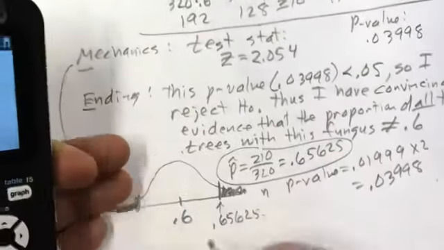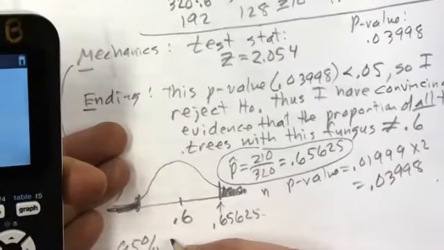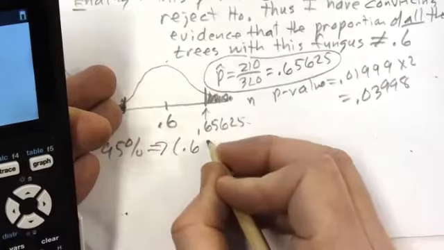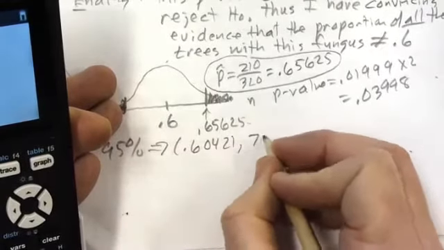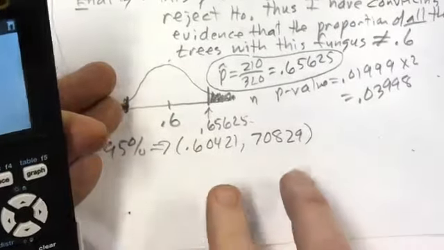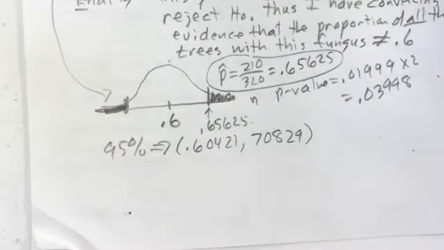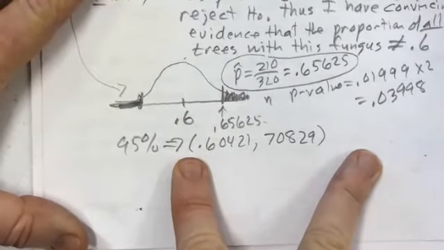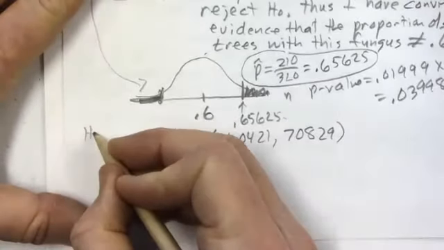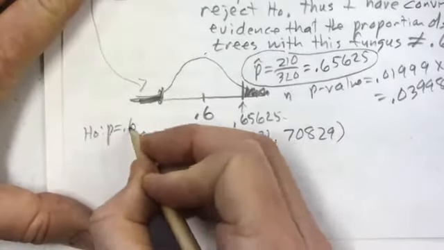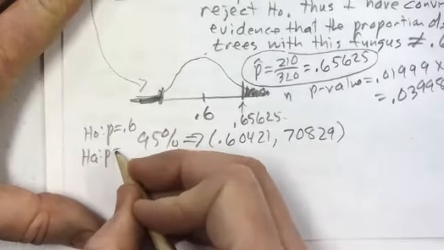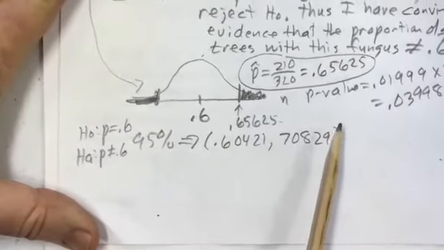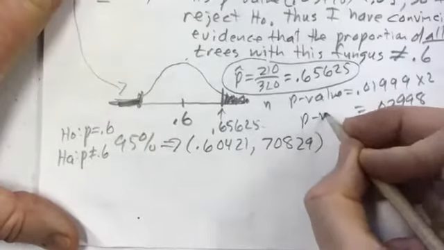So our 95% confidence interval is in fact 0.60421 to 0.70829. Those are the plausible values for p. Anything outside of this is not a plausible value for p. They're possible, but they're not plausible. Remember, our null hypothesis is that p is equal to 0.6, and our alternative is that p is not equal to 0.6. So if you were just thinking about this interval, not so much the p-value, here's our p-value.